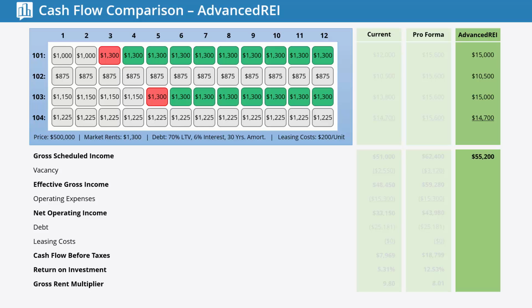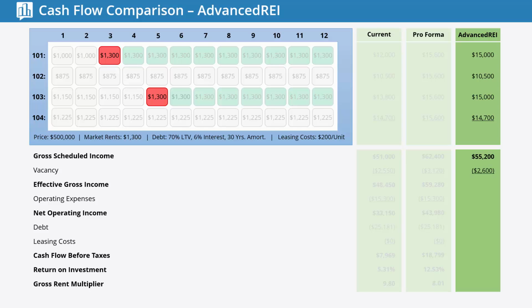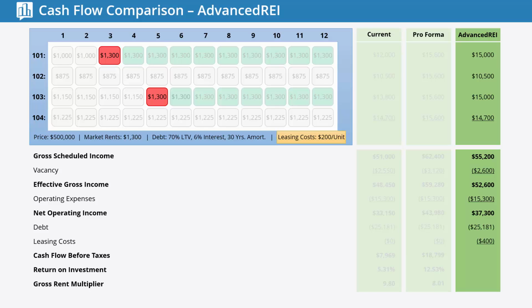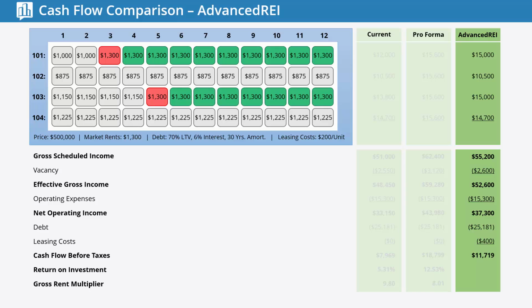Unit 104's rent is $1,225 for 12 months for an annual income of $14,700, for a gross scheduled income of $55,200. Now the vacancy is calculated by adding up all of the dollars lost from the two units, so that's $1,300 times 2, which gives us a vacancy of $2,600, and gives us our effective gross income, minus the operating expenses, gives us our net operating income, minus the debt, and our leasing costs are at $200 per unit, 2 units, so that's $400 in leasing cost, gives us our cash flow before taxes, our return on investment, and our gross rent multiplier. So that's how AdvancedREI calculates the cash flow statement.